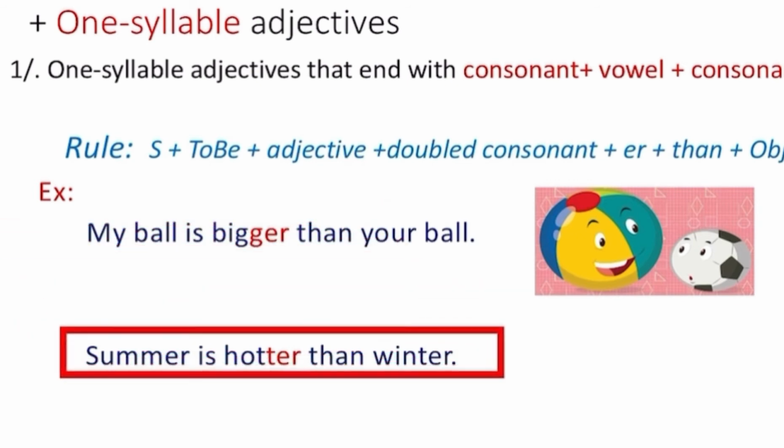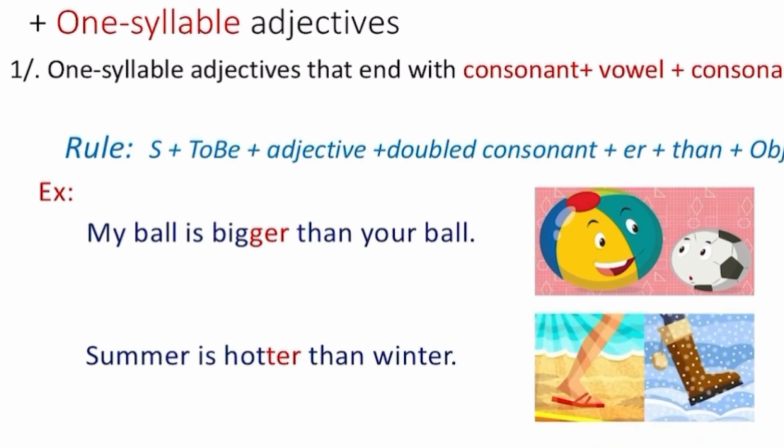Another example is summer is hotter than winter. Because the adjective hot is in the form of consonant plus vowel and consonant. So you see the word hot, H is a consonant, O is a vowel, and T is a consonant. So before you add er, you have to add another T. So you say hotter. Summer is hotter than winter. Okay.